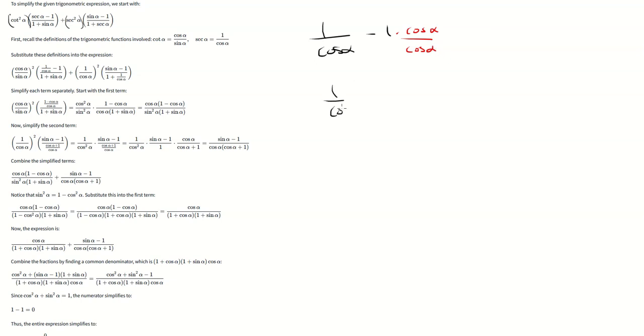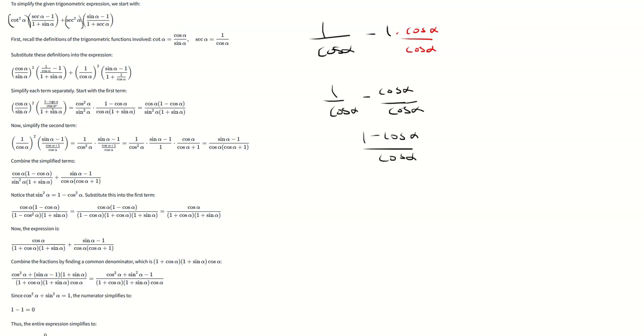So you have 1 over cosine alpha minus cosine alpha over cosine alpha. They have the same denominator, so we could just subtract them. Okay, so that's what they have over here. And so now we can simplify this further, so we'll distribute the square. So cosine over sine squared is just cosine squared over sine squared.